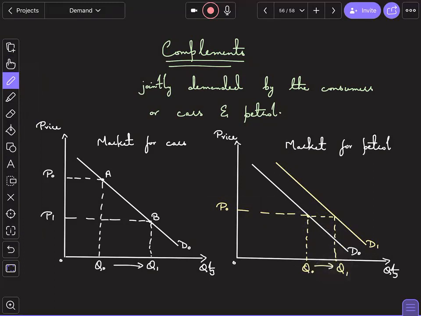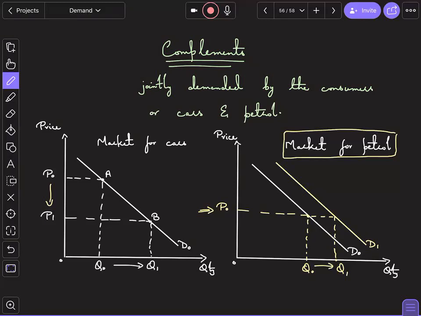So now what is happening, guys? The prices of complements and the prices of substitutes are also non-price factors. Why? Because we are determining the position of the demand curve for petrol, and the price of petrol is not changing. The price of petrol is constant, it is initially at P naught, while what is changing? The price of cars. And due to the change in the price of cars, the demand for petrol is changing.